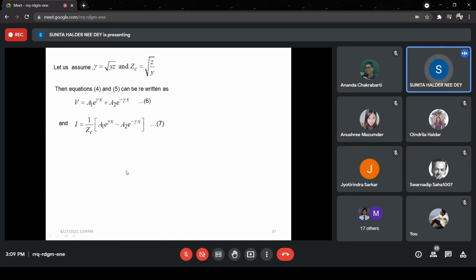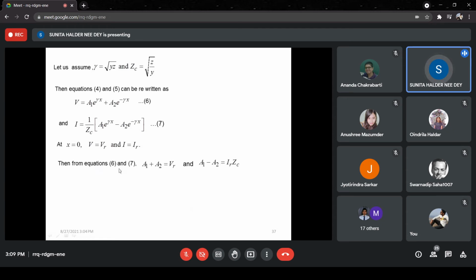But we have to solve for A1 and A2. Gamma and Zc we know, because we know y and z. Here y is the per unit admittance of the line, z is the per unit impedance of the line. So from there we can calculate gamma and Zc. But A1 and A2 are unknown, we have to calculate them from the initial condition when x equal to 0. That means we have measured x from the receiving end, so when x equal to 0, then V equal to VR, I equal to IR.